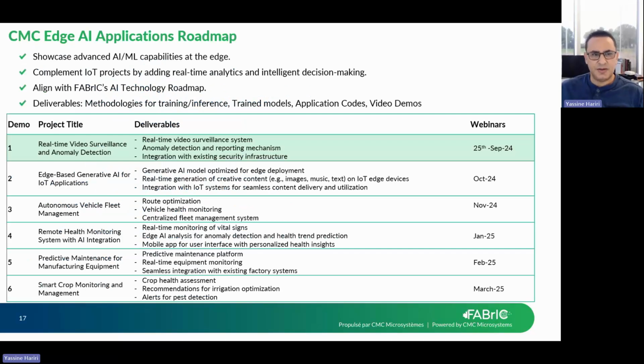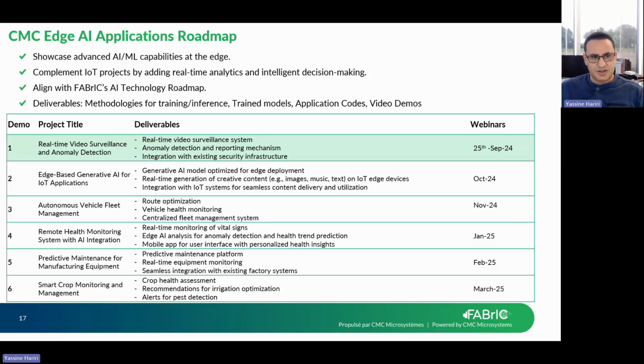So this is our application roadmap. The main objective here is to showcase advanced AI/ML capabilities at the edge, complementing the IoT projects by adding real-time analytics and intelligent decision-making. We are aligning with Fabric's AI technology roadmap. And for each of these deliverables, we will provide methodologies for training and inference, trained models, application code, and video demos. Today, we are delivering real-time video surveillance and anomaly detection with a complete methodology for training and inference, but also the application code that will help you run the application and customize it for your own objective or your own problem.